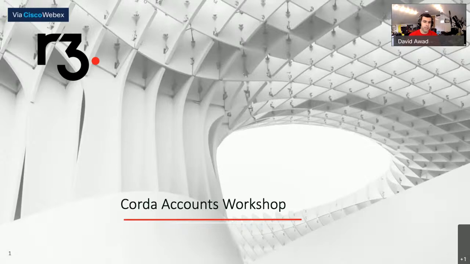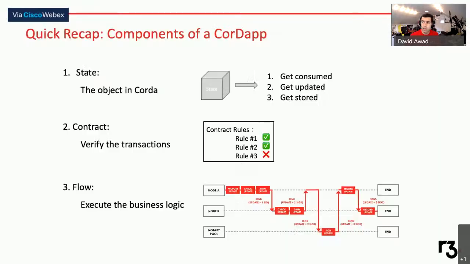So, like I said, we're going to talk about Corda accounts, but we'll start with a quick recap of how the Corda blockchain works, some critical abstractions to keep in mind when you're building. So, long story short, when you are representing objects on a blockchain using Corda, you want to have 3 key abstractions in mind. Those are states, contracts, and flows.